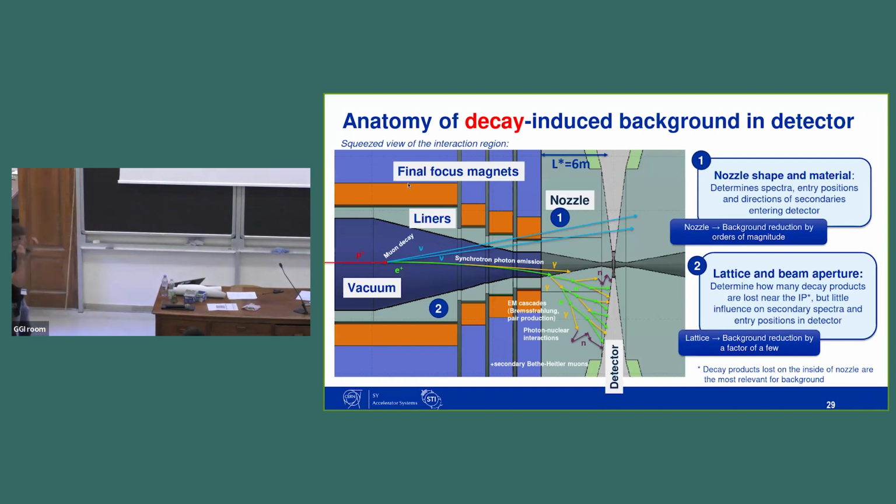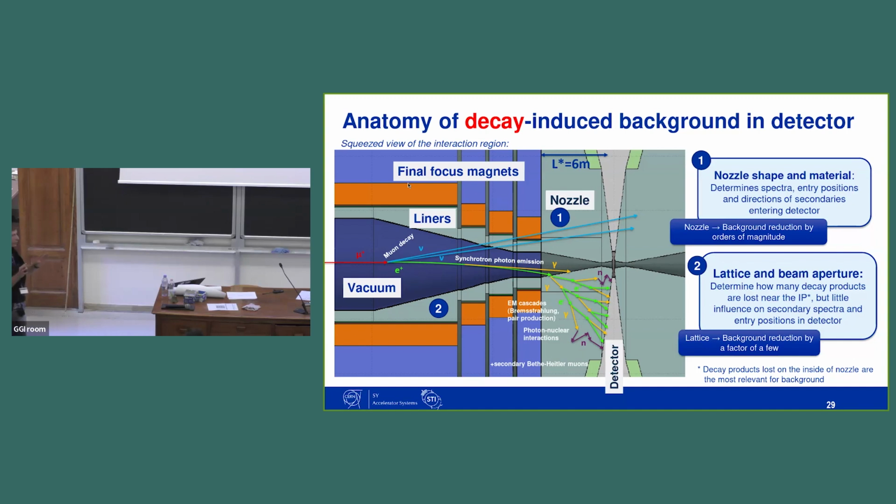Now, just to show a bit of the anatomy of muon decay, we have here a muon coming in. Again, the squeezed view of the interaction region. The muon decays. It is bent a bit, emits synchrotron photons, produces the EM showers, produces secondary neutrons through photonuclear interactions, and Bethe-Heitler muons in addition, which are not shown.